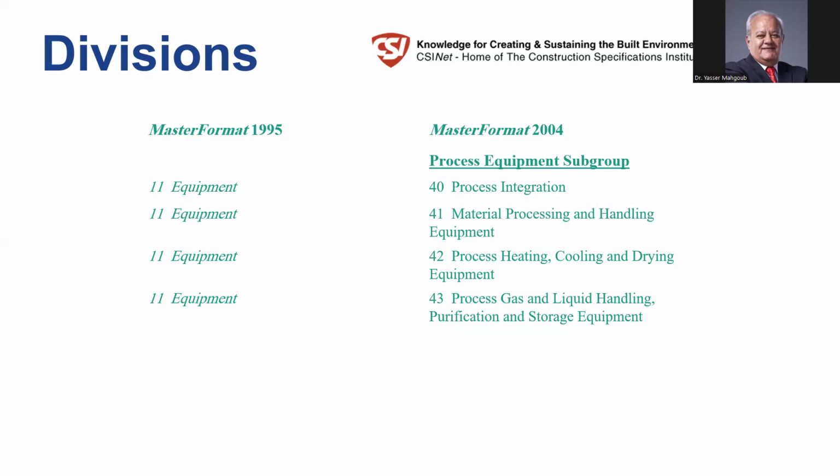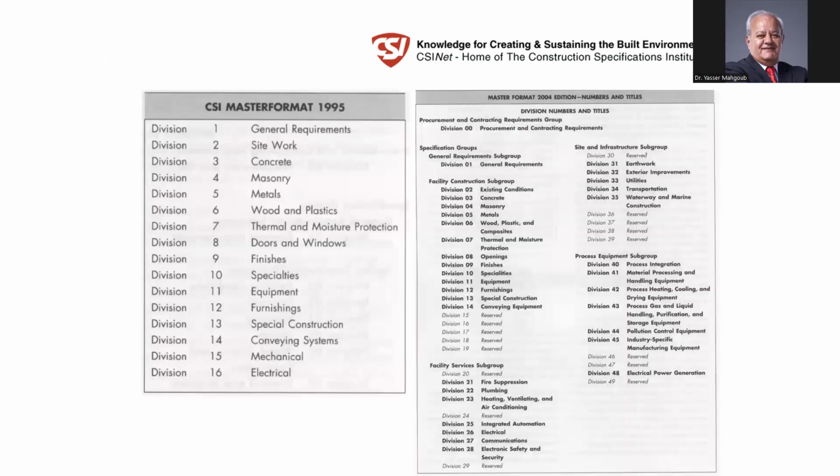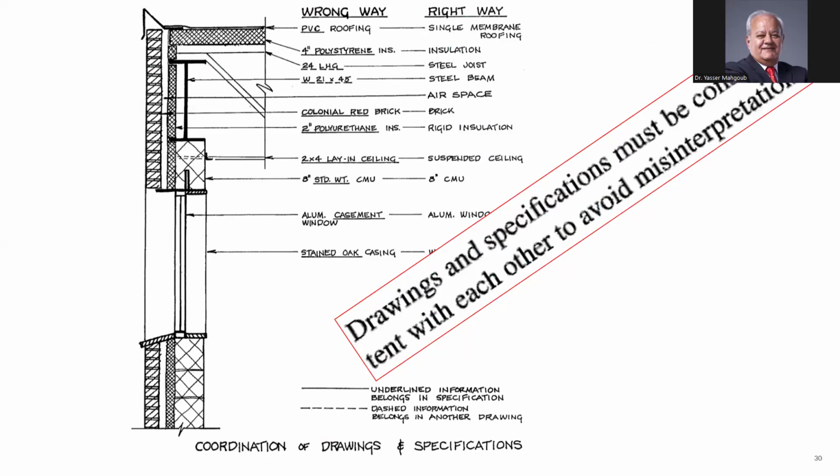So each item has its own division, so it has to be written there. This is a quick comparison between the 16 divisions of the 95 and the 50 divisions of the 2004 CSI format.